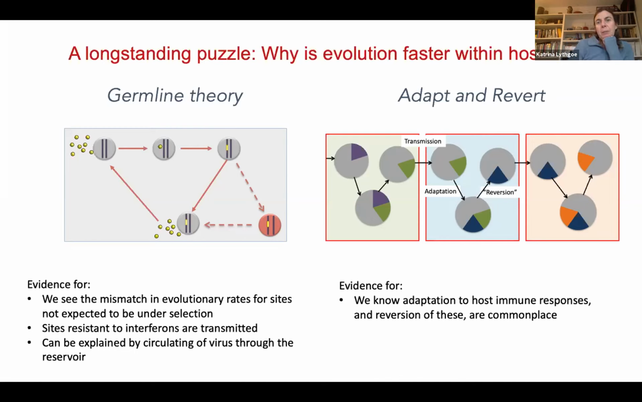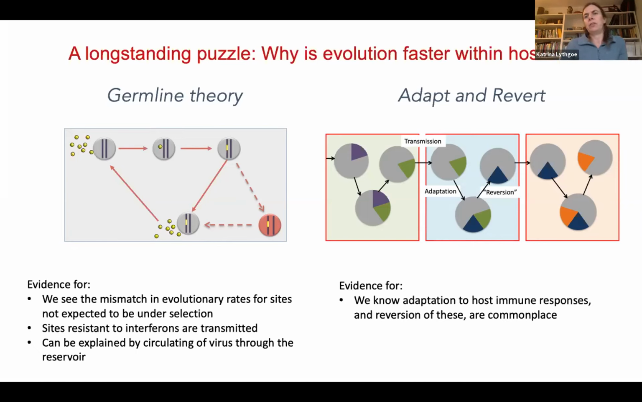So the other hypothesis is what we call adapt and revert, and here we see mutations. So we might have this individual here who's infected by a purple mutation, and then adapts to the green host with a green mutation and loses the purple mutation. That individual gets transmitted, we get more adaptation, more reversion, and so on and so forth. So the virus is busy evolving within individuals, but when you accumulate that over multiple transmissions, the virus hasn't done much evolution at all. So again, that could create this mismatch in evolutionary rates.